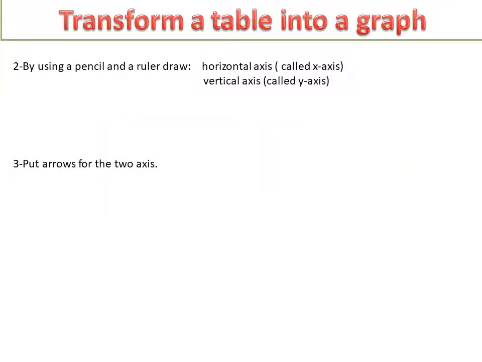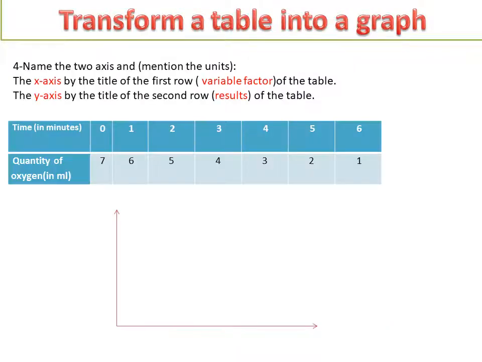By using a pencil and a ruler, draw a horizontal axis that is called the x-axis and a vertical axis that is called the y-axis. And don't forget to put the arrows for the y and the x-axis. Name each axis and mention the unit of each axis between brackets.